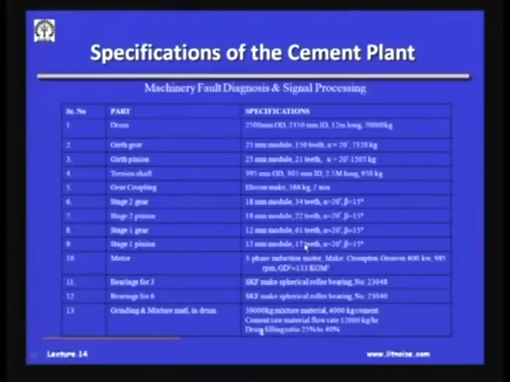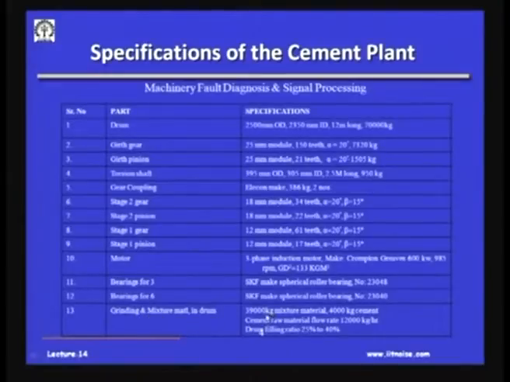The number of teeth are also mentioned here, if you can read that: 17 teeth in the stage 1 pinion, 61 teeth in the stage 1 gear, 22 in the stage 2 pinion, 34 teeth in the stage 2 gear, and then you can work it out. The motor is a 3-phase induction motor of 600 kilowatts, and it runs at 985 RPM, and bearings for location 3, 6 are given.